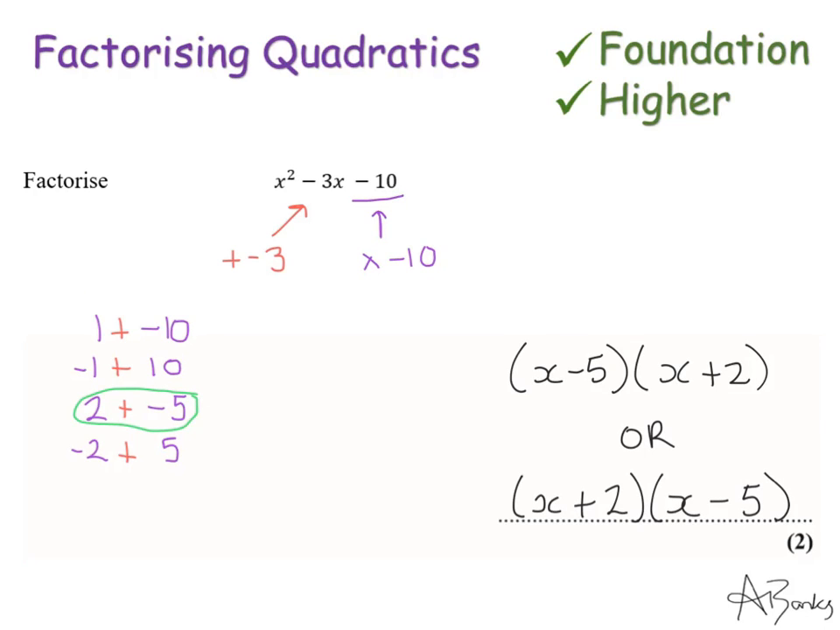It's important you understand this method: we always start by writing down pairs that multiply to make the end number first, and then check which one adds to make what I want, because sometimes the numbers can be more complicated than this. So we need to know how to do this step here.